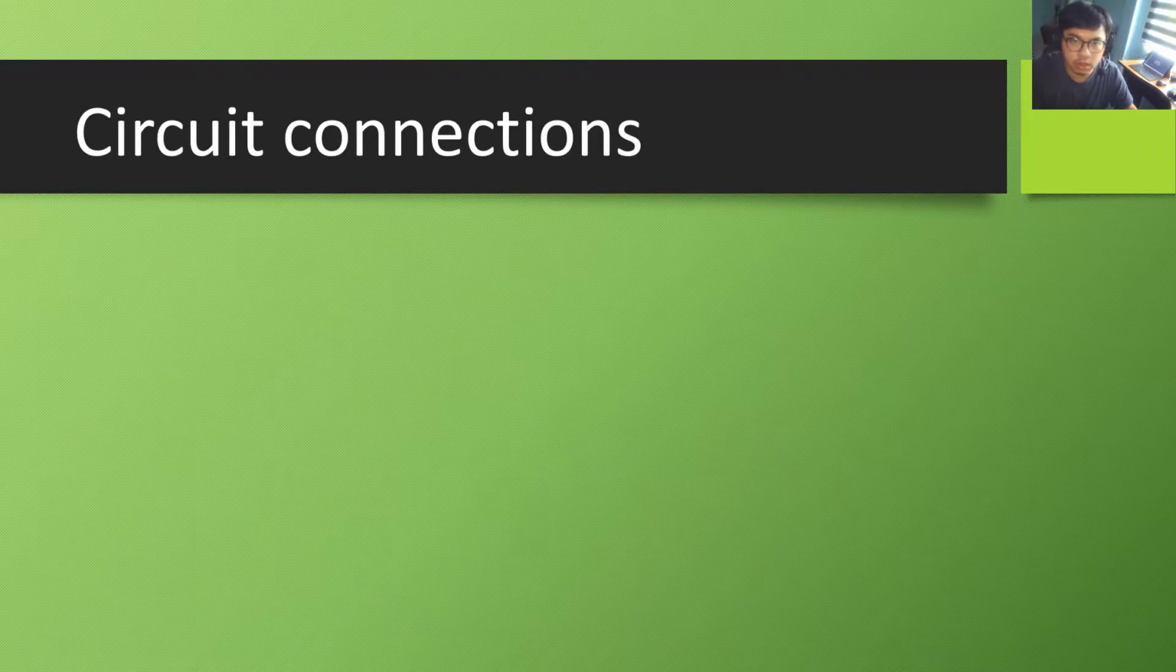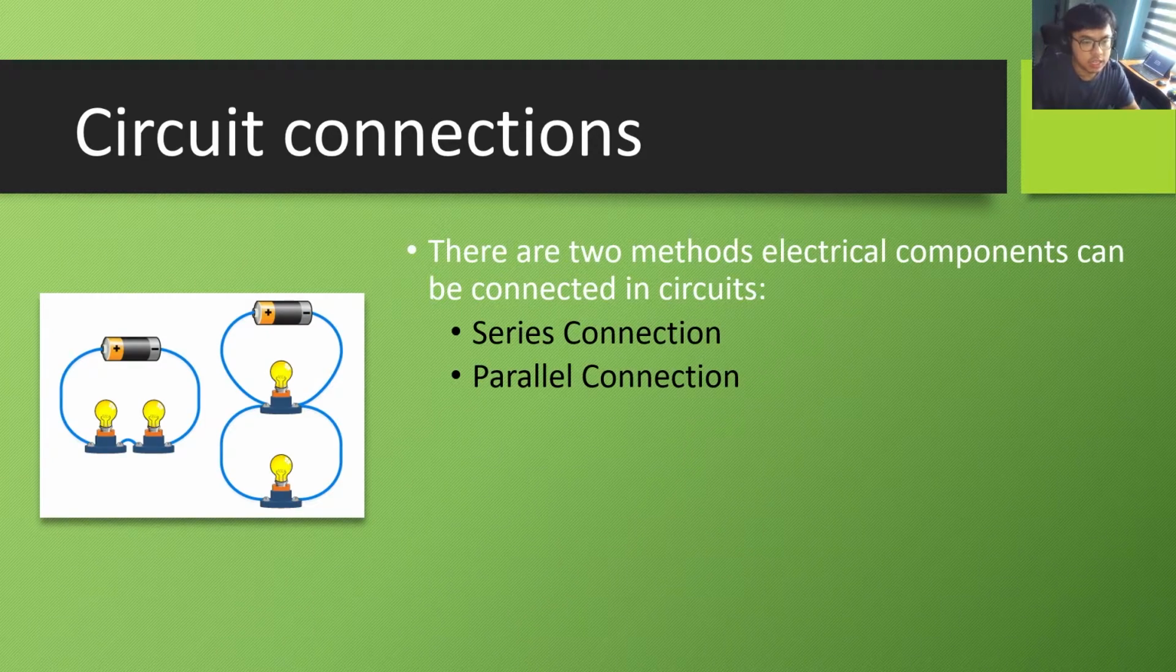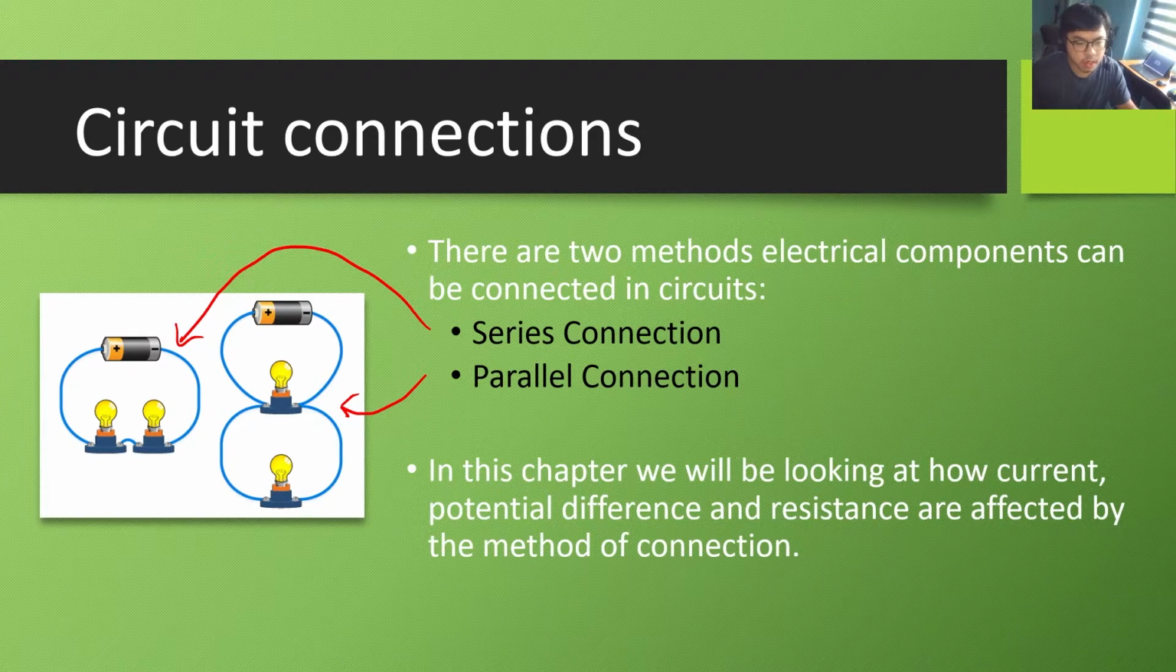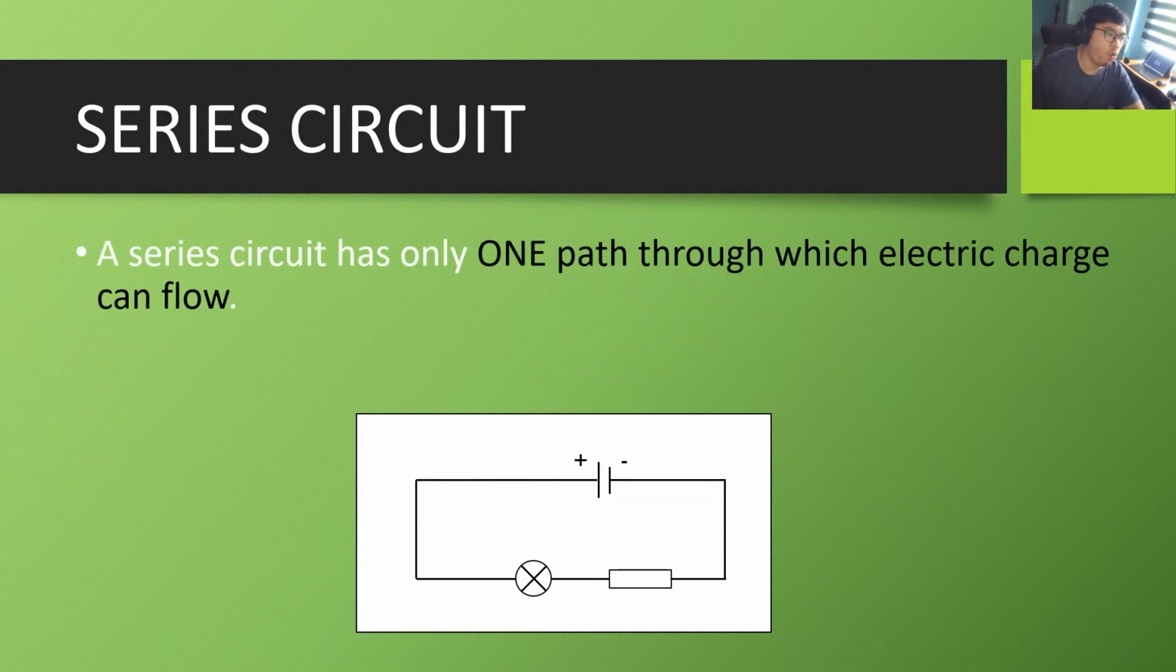Now, before we go into the circuit rules, it is very important for you to understand the types of circuit connections that you can do with the components in the circuit. There are two methods of connection. One is what we call a series connection, and the other is what we call a parallel connection. This is a series connection and this is a parallel connection. In this chapter, we will be looking at how current, potential difference, and resistance are affected by the method of connection.